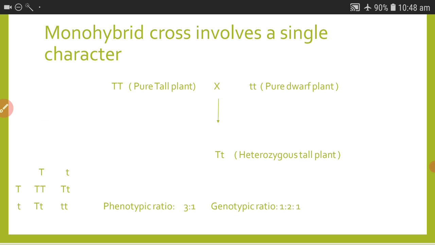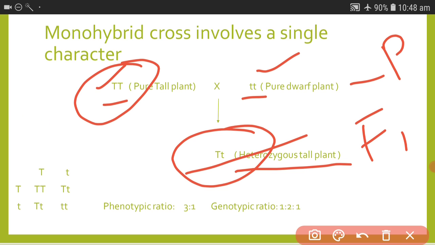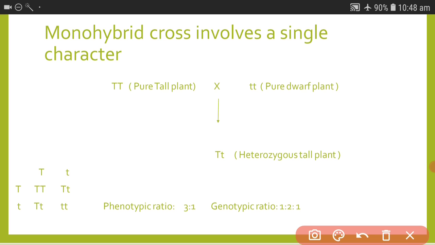In F2 generation, you can see these two genes are separated and they reach the gametes individually. This is called law of segregation. In law of segregation, you can see capital T is received in one gamete and small t is received in some other gamete. That means these are segregated individually into the gametes. This is called law of segregation.